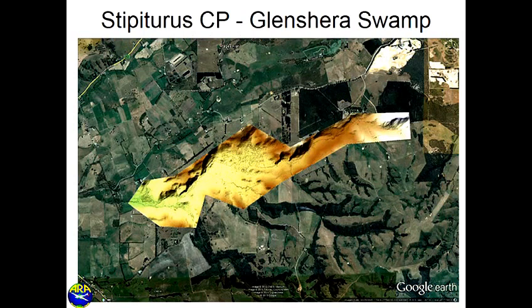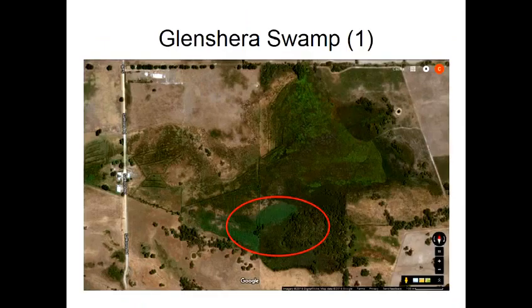Looking further into detail, this is an image overlay of the Google Earth image of this Stipiturus Conservation Park, or the Glenshera Swamp, which is actually this area here. And there's no vegetation in the LIDAR image, but I would show you a couple of things more. So what you can already see, if you look at the Google Earth image, you can see structure there, but you can't see the details. I would show you 3 examples here from that area.